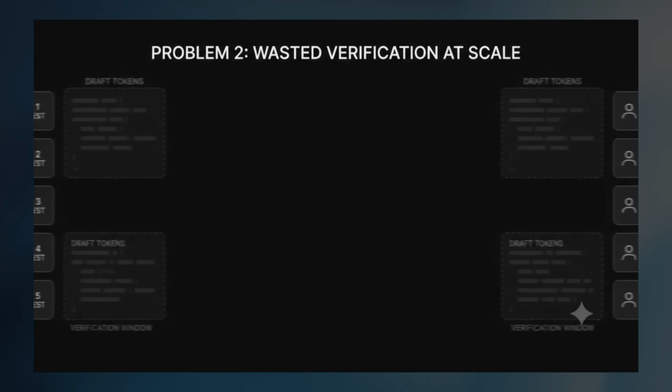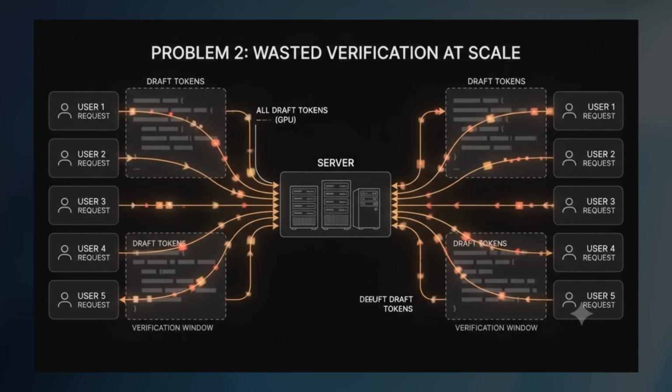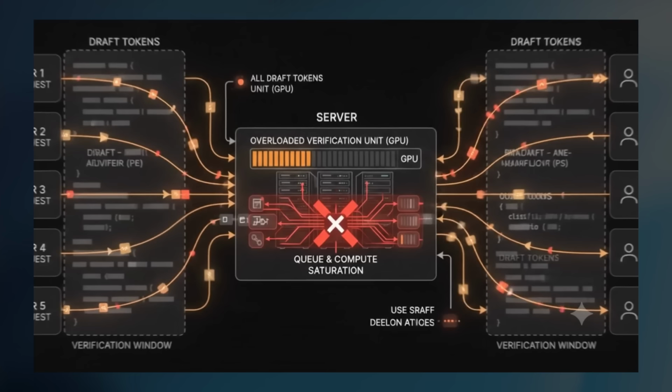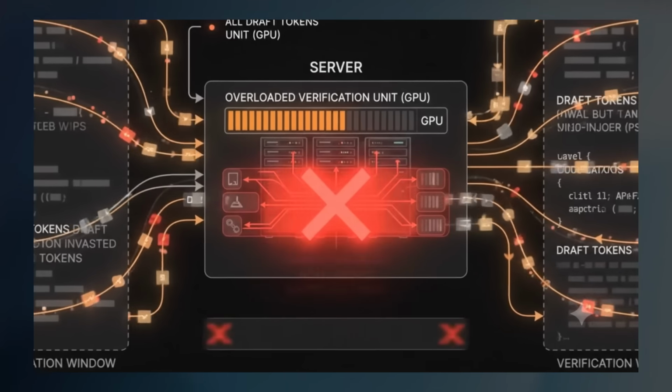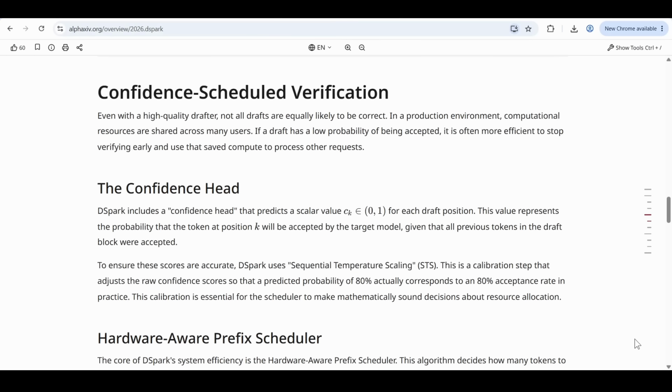Imagine you've got 5,000 users hitting the system at once. Every one of them has a block of draft tokens waiting to be verified. If you try to verify all of them at max length simultaneously, you completely saturate the system. Everyone slows down together. DSpark's second innovation is what they call confidence-based scheduling. Every draft token gets a confidence score, a number that estimates how likely this token is to actually survive verification.